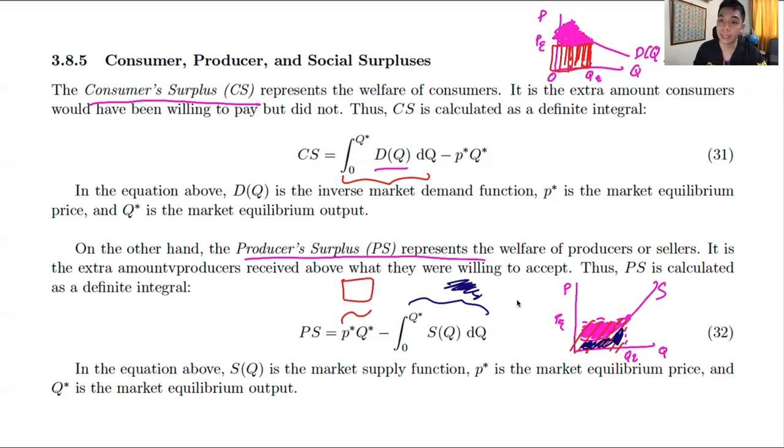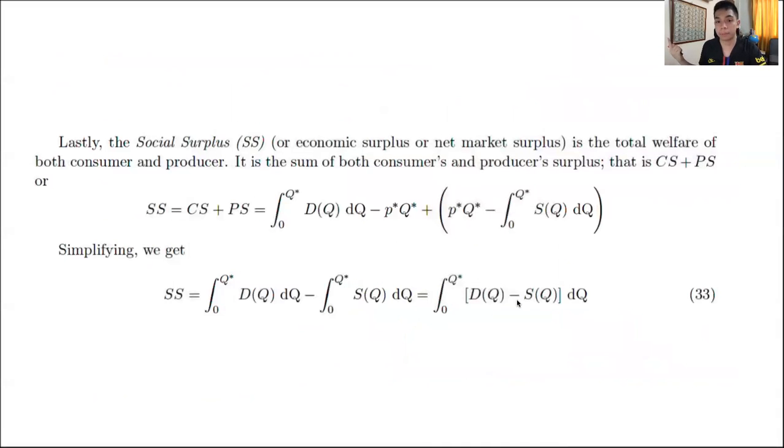So quite interrelated, quite similar in formula actually between the consumer and the producer surplus. And the social surplus is essentially adding both of them. So if you add both the consumer surplus and the producer surplus, you get the social surplus, or as some textbooks might refer to it, the economic surplus or the net market surplus.